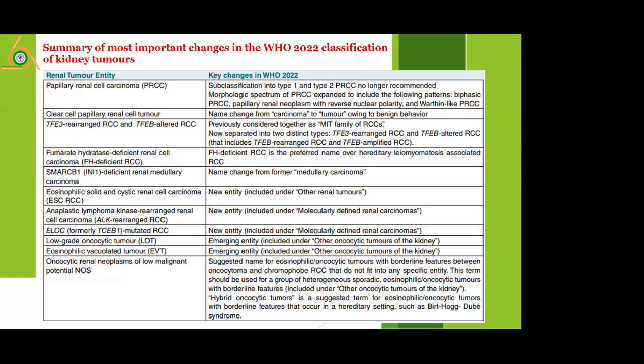Now coming to the third, very important entity, which is TFE3-rearranged and TFEB-altered RCCs. Initially in 2016, you must have heard about translocation-associated RCC. This was clubbed as the MiT family of RCC, microphthalmia-associated transcription family of RCC. Now, since this entity has expanded, they have removed the term MiT family of RCC. Rather than that, they have subclassified into TFE3-rearranged and TFEB-altered RCCs. Okay. Next slide.